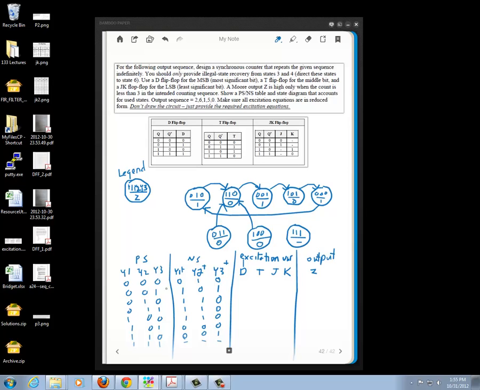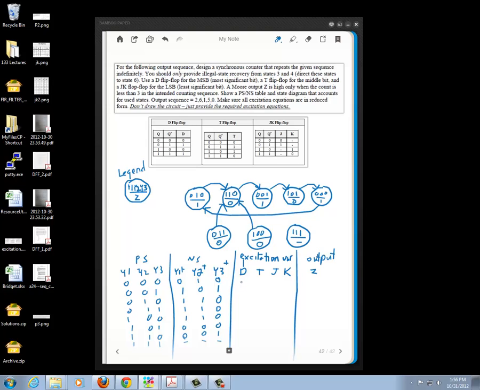Okay, so now that we have described our present state, next state based on the state diagram, we're now going to figure out what excitation variables we needed in order to make that transition. So remember, y1 is our most significant bit of the state variables. That's going to be governed by a D flip-flop. And I've gone ahead and put the excitation tables for the D, T, and JK up here so you can remember that.